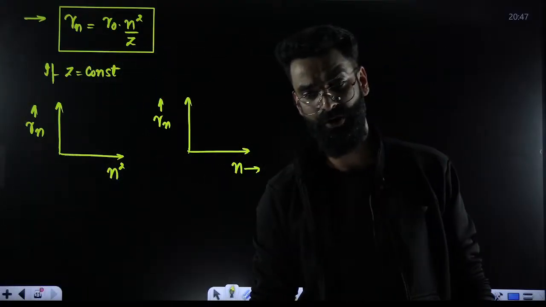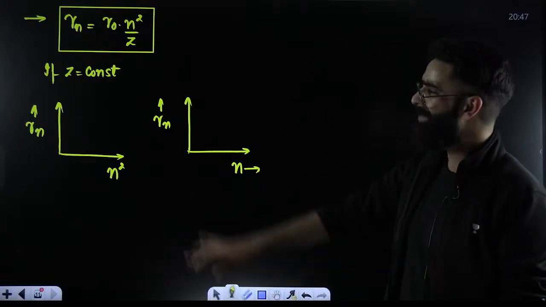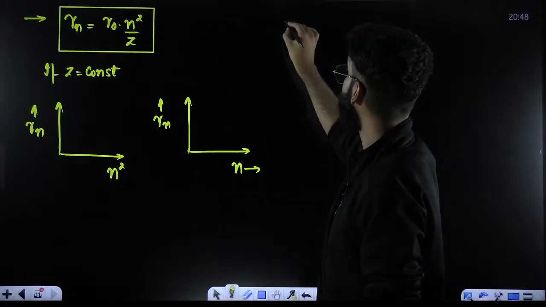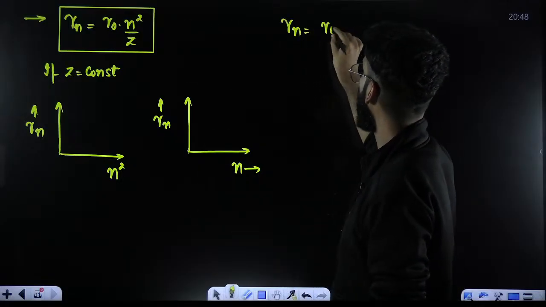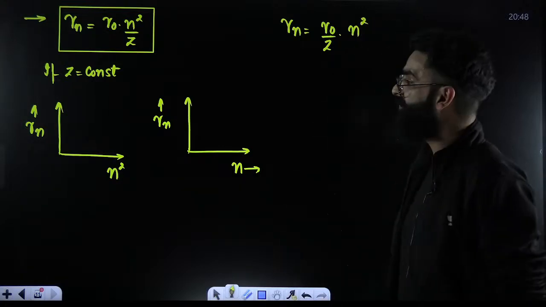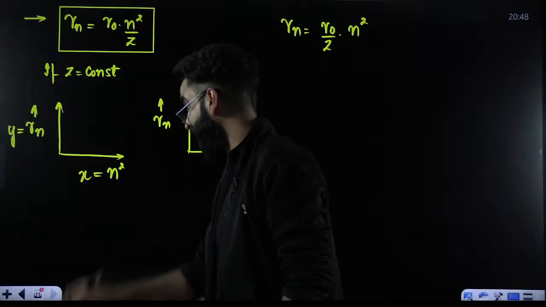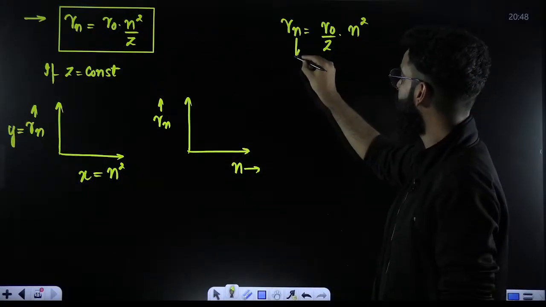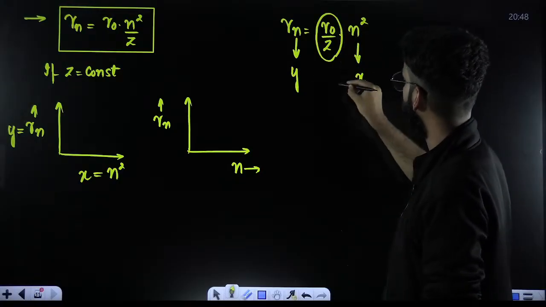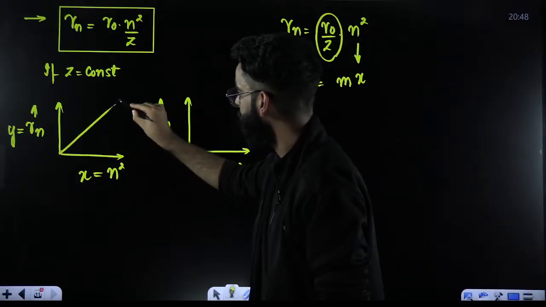Now, you should be able to answer these questions. I've kept z constant, right? See guys, I can write the same equation in this format: Rn is equal to r naught divided by z multiplied by n square. Correct? Along the y-axis you are plotting radius of nth Bohr's orbit, along the x-axis you are plotting n square. So this becomes your y, n square becomes your x, and this whole term becomes your m. So y is equal to mx. It has to be a straight line like this.